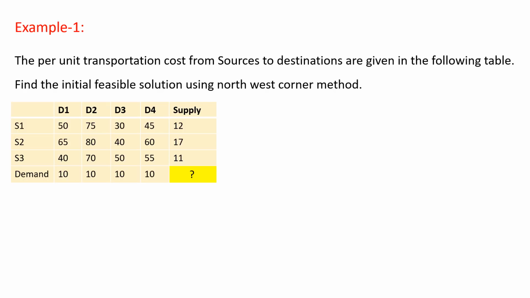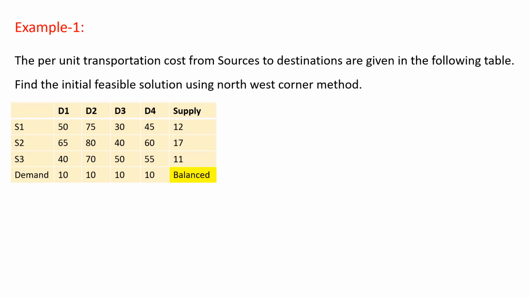Let's move to an example. The per unit transportation costs from source to destination are given in the following table. Find the initial feasible solution using the northwest corner method. Before that, let's check whether it is balanced or not. To check that, we add the total demand: 10 plus 10 plus 10 plus 10, so it is 40. The supply, 12 plus 17 plus 11, is 40, so it is a balanced transportation problem.